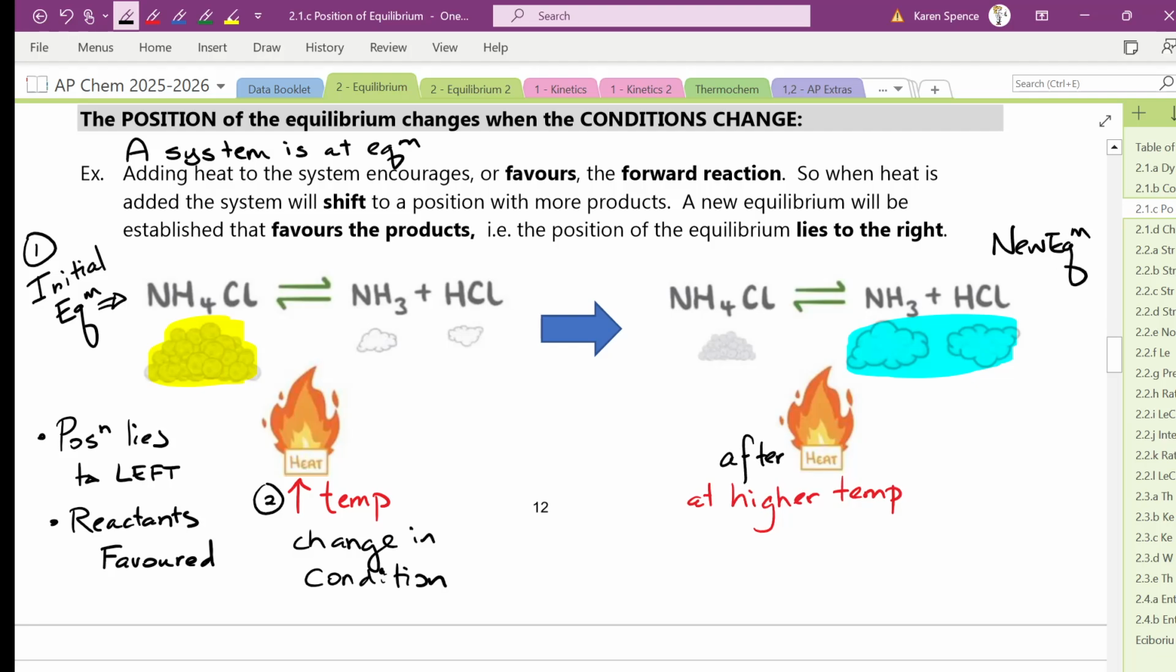Now, because we started with more stuff on the left and we ended up with more stuff on the right, we say that the equilibrium has shifted its position. Yes? We shifted from being left focused to being right focused. So we say the equilibrium shifts to the right.